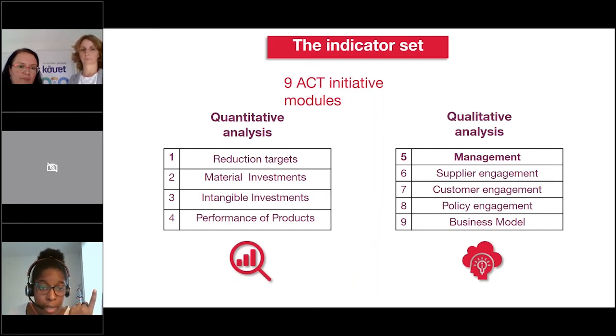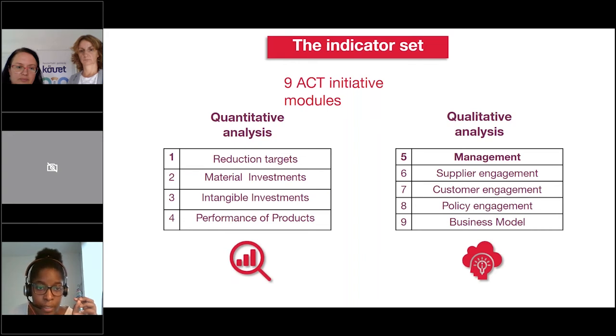Module 2 is material investments, which allows analyzing the influence of past, current, and future investment decisions on the low carbon transition pathway based on its assets. And it mainly looks at the carbon lock-in effects of investing in high carbon assets.